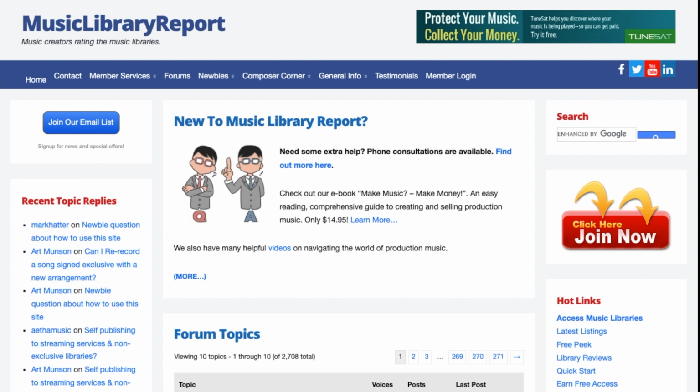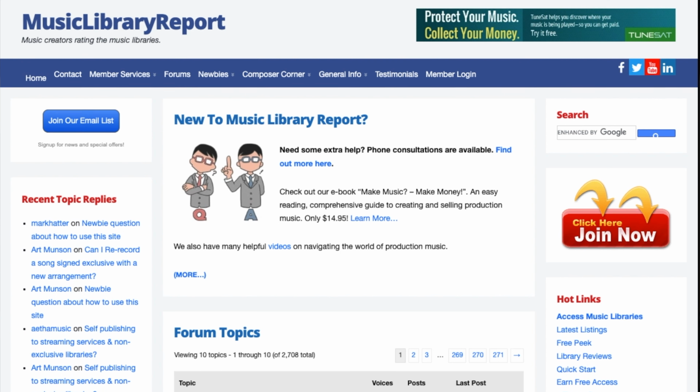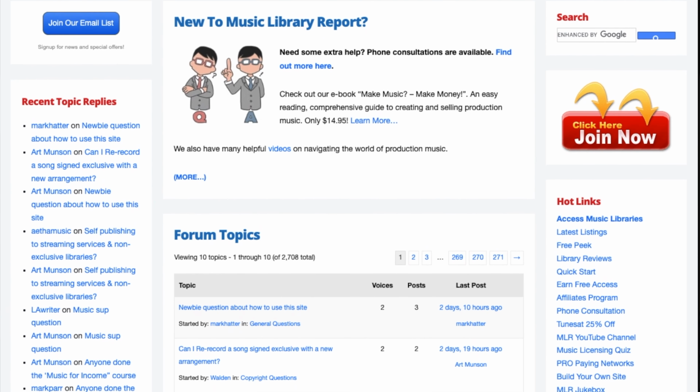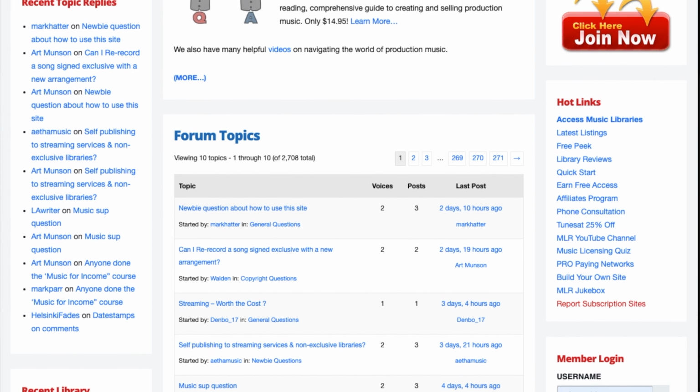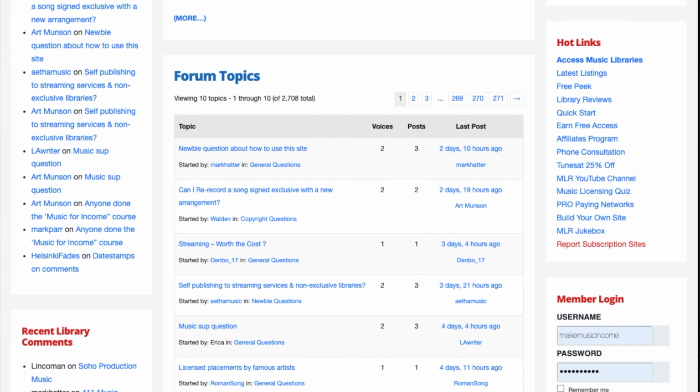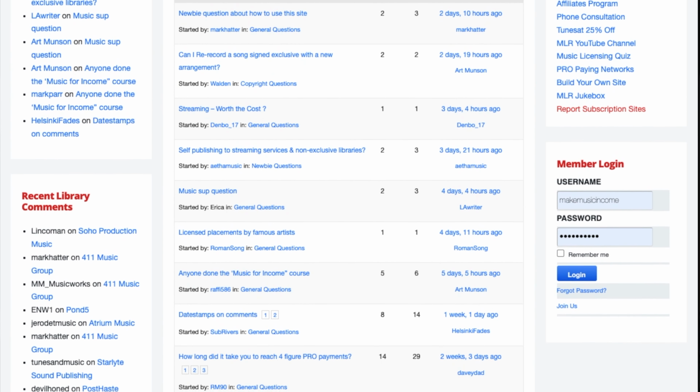I mean, it's called Music Library Report. It's focused on one thing. It's focused on reporting about music libraries. They offer great resources on both stock music and sync licensing libraries. They list what they're looking for. They even have comments from those who have used them. It's updated almost daily, so you need to check it out.